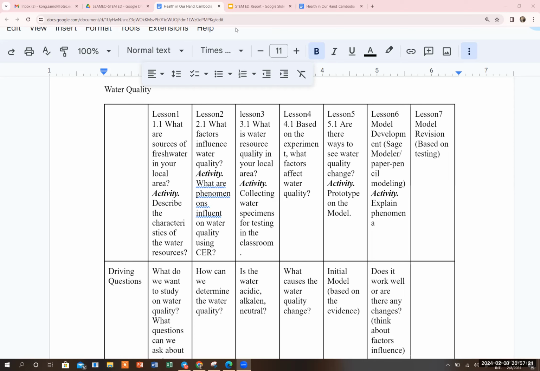So can I ask, looking at this lesson 3, they're going to be collecting water, and in lessons 3 and 4 then doing some testing in the classroom. Is it going to be pH testing, or what kind of tests will they do? We are going to test pH, using the pH testing that is available in our school.